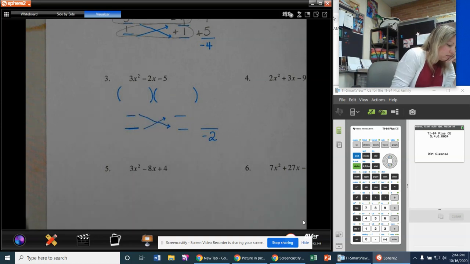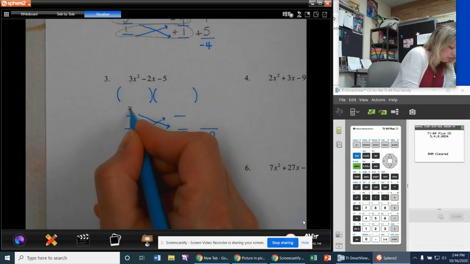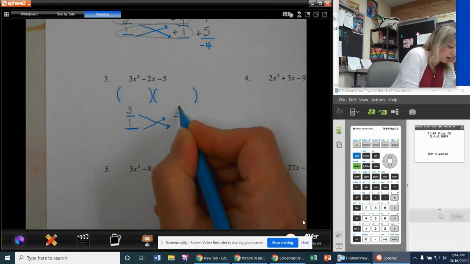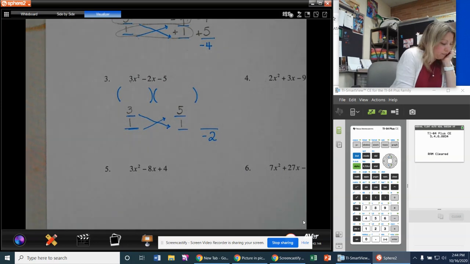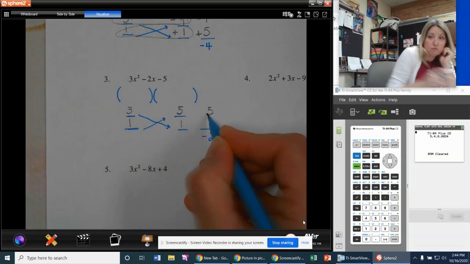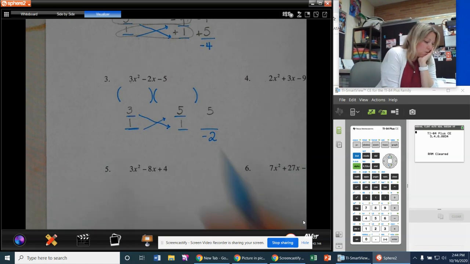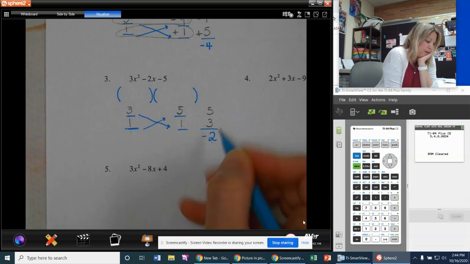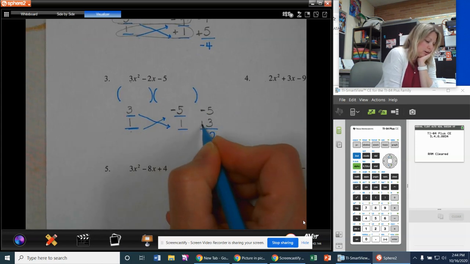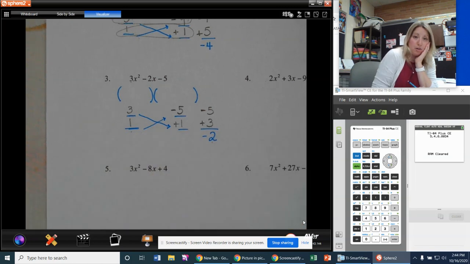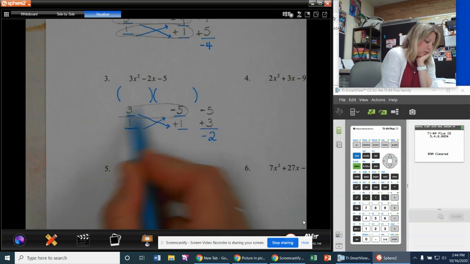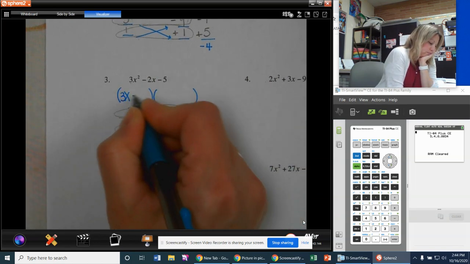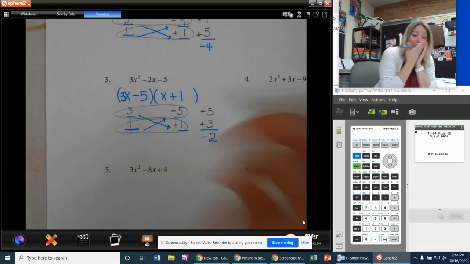So let's think. The only factors of 3 are 3 and 1. The only factors of 5 are 5 and 1. And you'll note that this time I have things in the correct order already. 1 times 5 is 5. 3 times 1 is 3. 5 minus 3 is 2. So if 5 is negative and 3 is positive, I get a negative 2 in the middle. So now fill straight across. 3x minus 5, 1x plus 1. There you go.